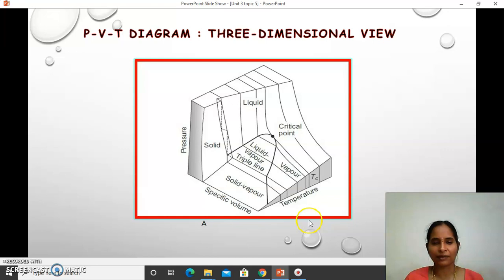Here you can see exactly how all the three properties, pressure, specific volume and temperature, which are independent and intensive properties, have joined together. So let us explore this in the next video.